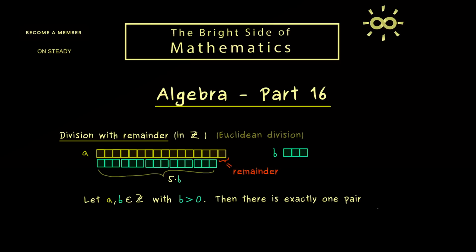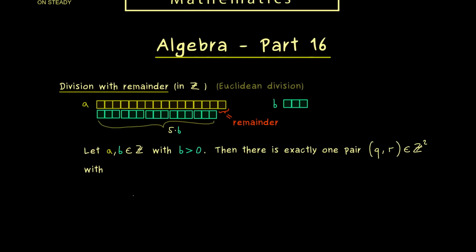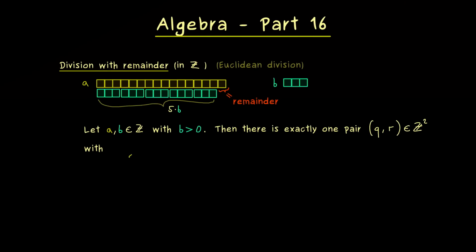And in fact, we also get the uniqueness, so there's only one pair that satisfies this division with remainder. And the common notation is q and r, so we get 2 integers out. And these 2 integers should satisfy that we can rewrite our integer a. Namely, a should be given as q times b plus r. And moreover, our remainder r should be the smallest possible one, but still non-negative.